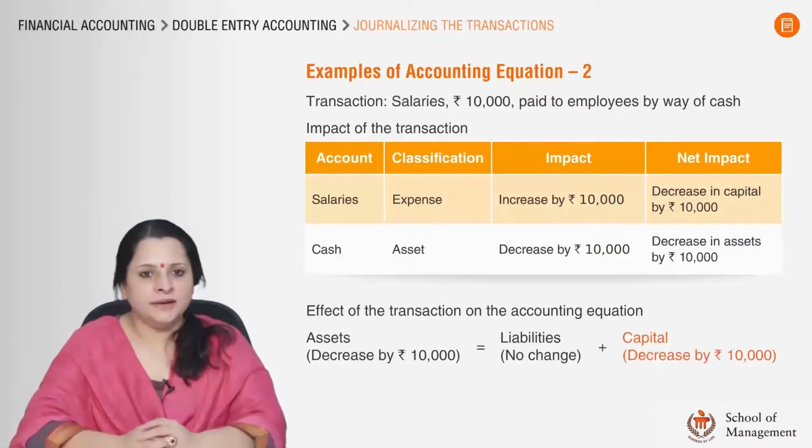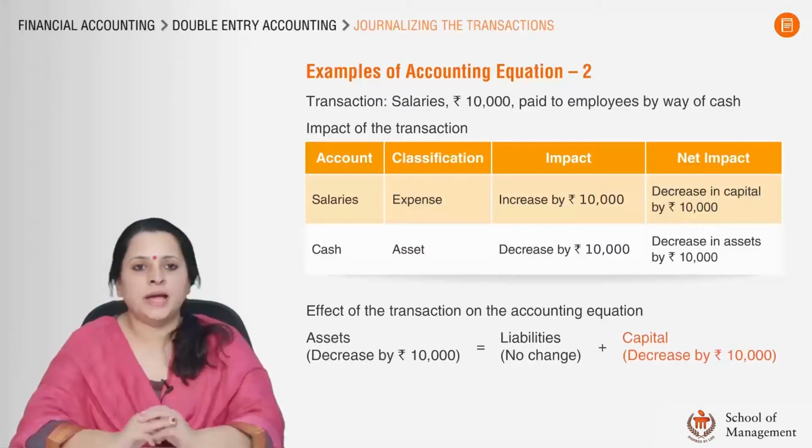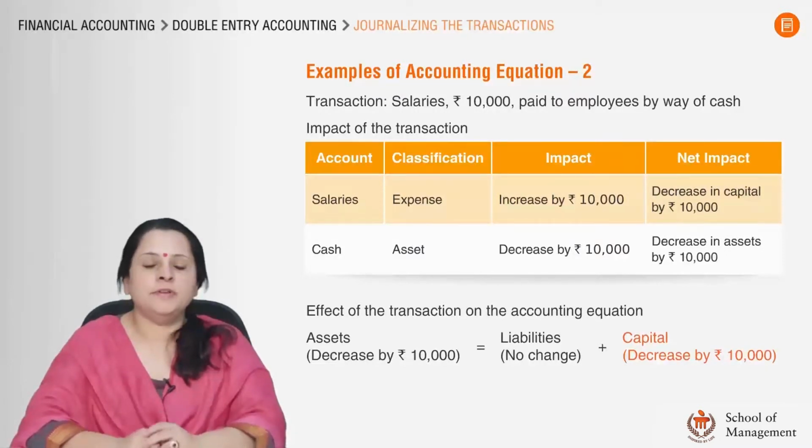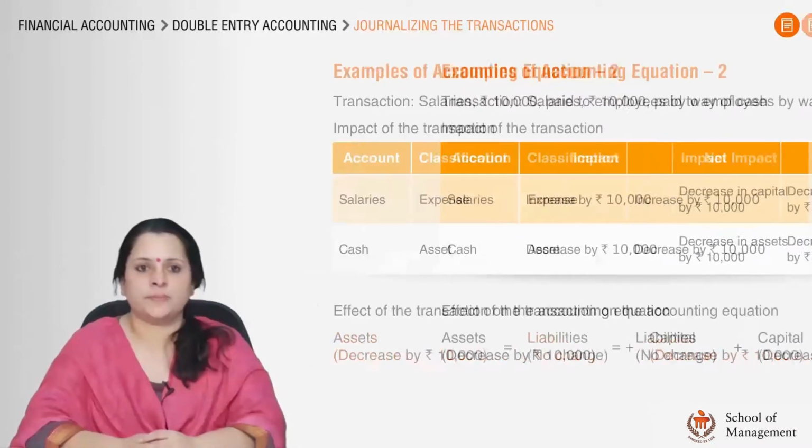The increase in salary expense will reduce the profit of the business for the accounting period. Reduction in profit will in turn reduce the capital for the business. Therefore, on the right side of the accounting equation, capital will also reduce by rupees 10,000. In conclusion, both the right and the left side of the equation will reduce by rupees 10,000 post this transaction and the accounting equation would hold true.